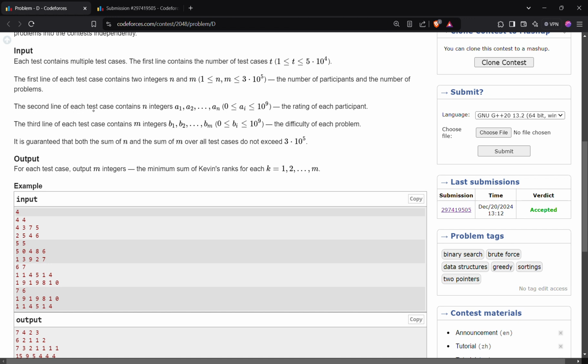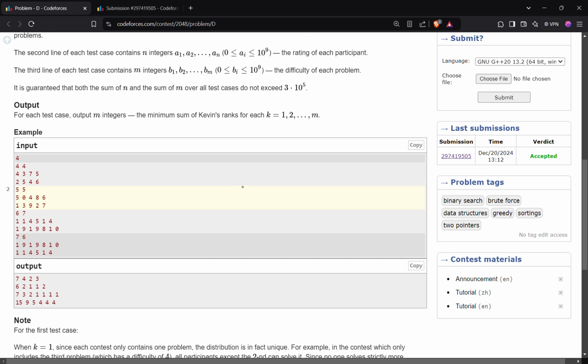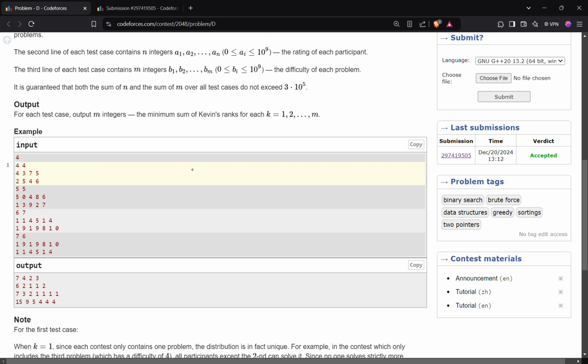The second line of each test case will be n integers, the rating of each participant, which you can model as the skill of that participant. The third line of each test case contains m integers b1 to bm, the difficulty of each problem. It is guaranteed that both the sum of n and the sum of m over all test cases do not exceed 3 times 10 to the power of 5.